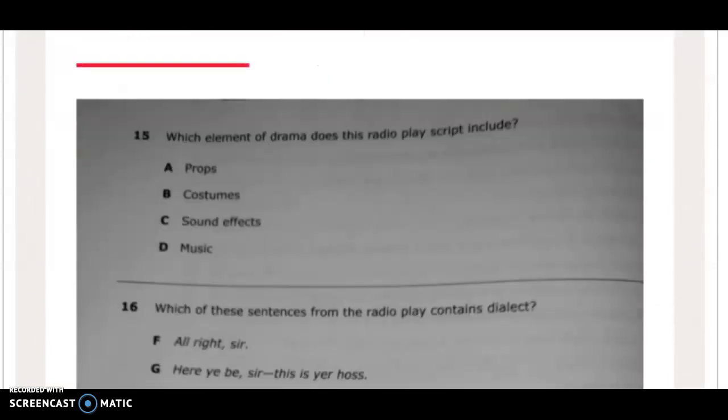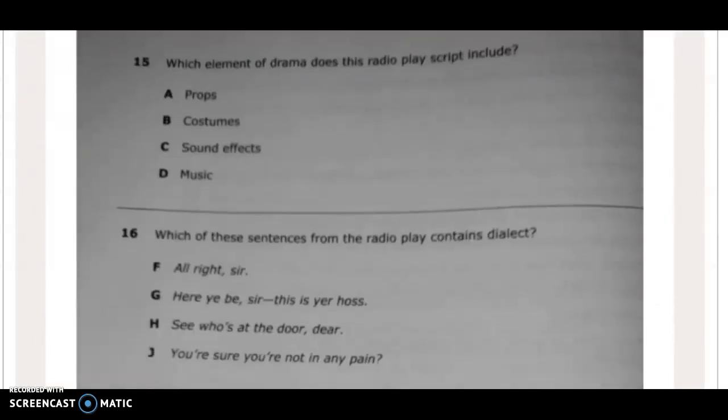Here are the questions. The first question says, which element of drama does this radio play script include? A, props, B, costumes, C, sound effects, or D, music?